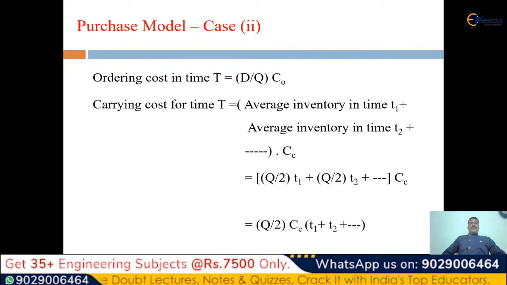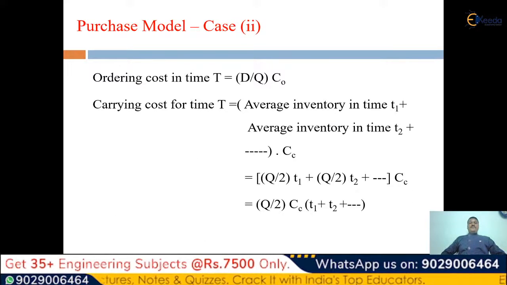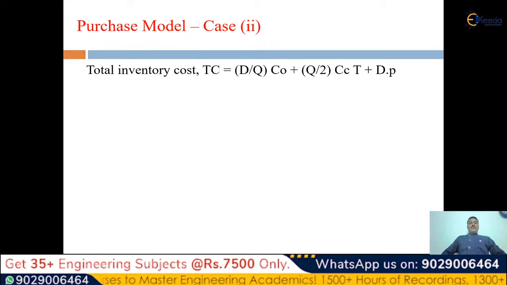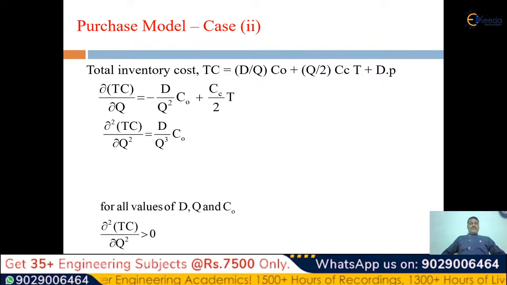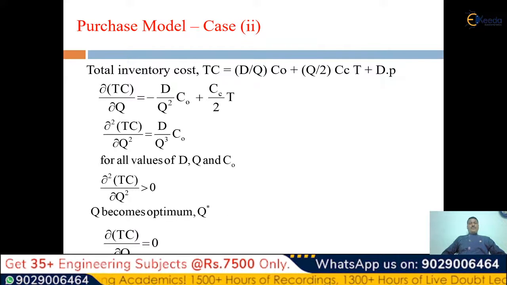Similarly, the ordering cost in time t is given as D by Q of C naught, and the carrying cost is given as the sum of Q by 2 T1 plus Q by 2 T2 plus up till Tn, into Cc, which gives the total term as Q by 2 of Cc into T1 plus T2 up till Tn. Based upon these formulas, we can find the amount of inventory required for a particular property or service.